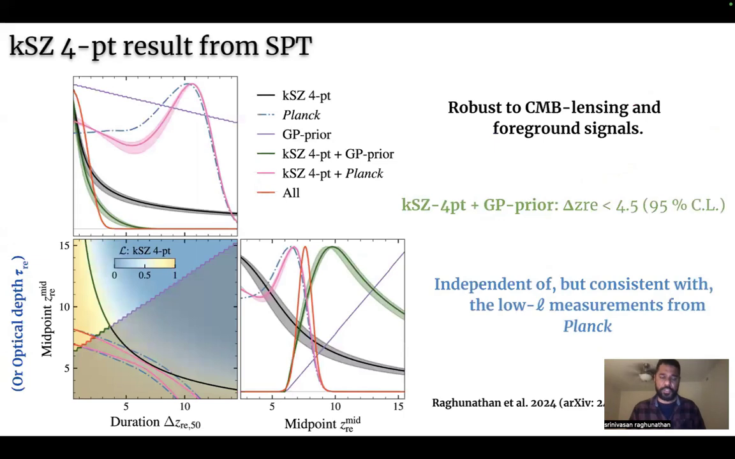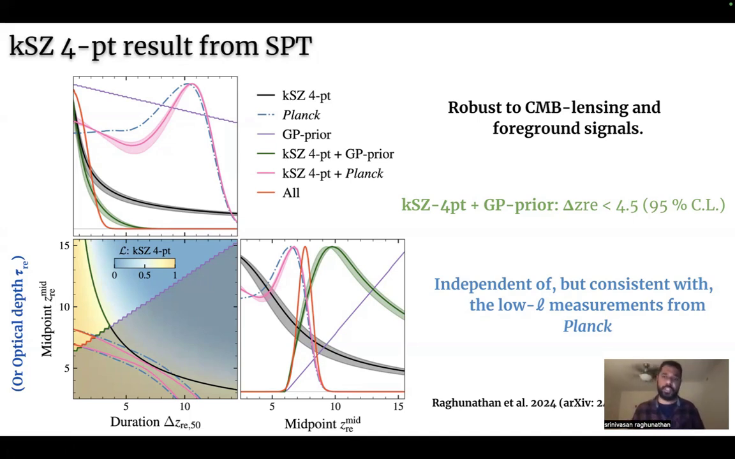Now if we use that information, we get this plot. The purple line is called the GP prior, the Gunn-Peterson trough prior. When we apply that prior, we completely exclude this portion, which is in gray, and we are left with just this portion here. When we apply the Gunn-Peterson trough and combine it with the kSZ 4-point measurement, we get pretty nice constraints on the duration of reionization, which is 4.5 at 2 sigma. So it's not a detection, but it's a 2 sigma upper limit.